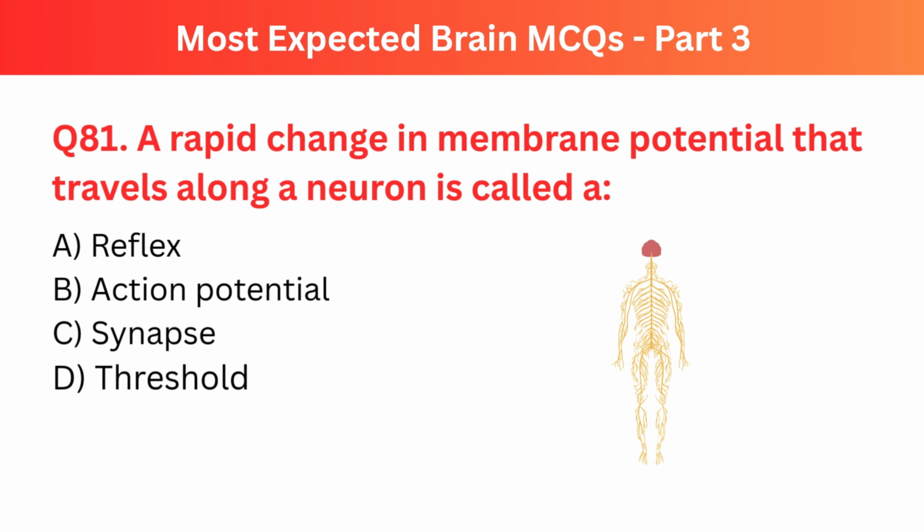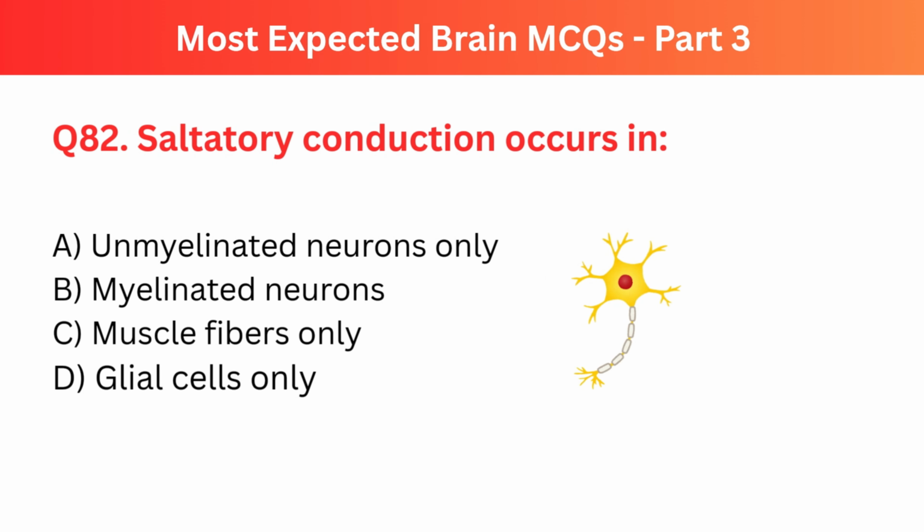Question number 81. A rapid change in membrane potential that travels along a neuron is called a. The right option is B. Action potential. Question number 82. Saltatory conduction occurs in. The right option is B. Myelinated neurons.